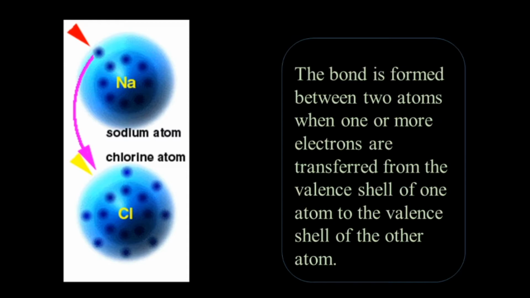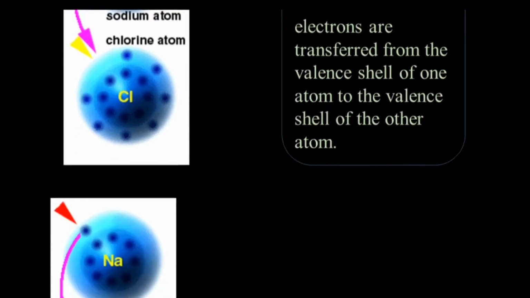For example, here you see the sodium atom. It has one electron in the outermost shell and this one electron is transferred to the outermost shell of the chlorine atom, because it has one electron less than the octet configuration. So ionic bond is nothing but the transfer of one or more electrons from the valence shell of one atom to another atom's valence shell.